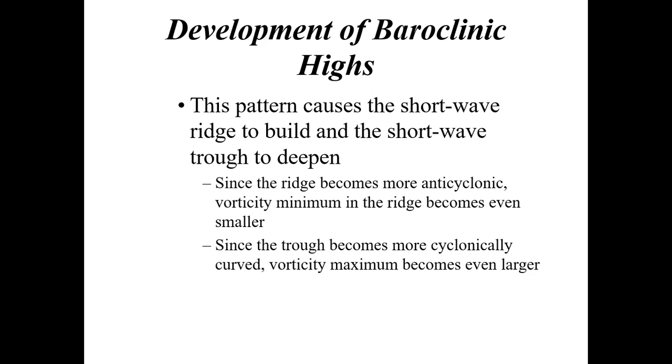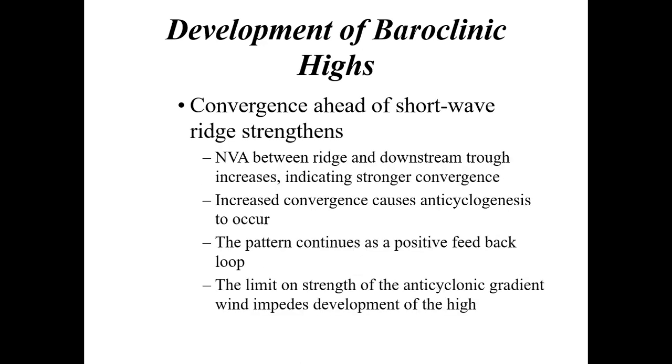Since the trough becomes more cyclonically curved, the vorticity maximum becomes even larger. So convergence occurs ahead of the shortwave ridge, and the upper level convergence is going to strengthen. You're going to get negative vorticity advection, or NVA, located between the ridge and that downstream trough, and that's going to increase, indicating stronger upper level convergence. The increased upper level convergence then causes anticyclogenesis to occur, and the pattern continues as a positive feedback loop.